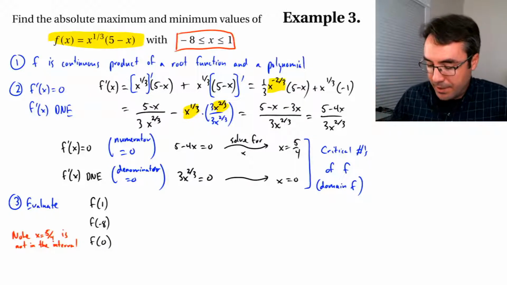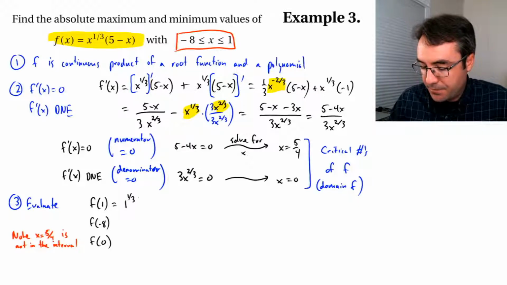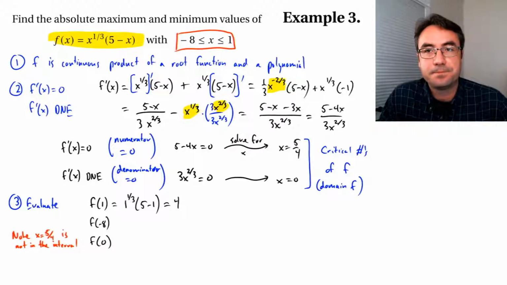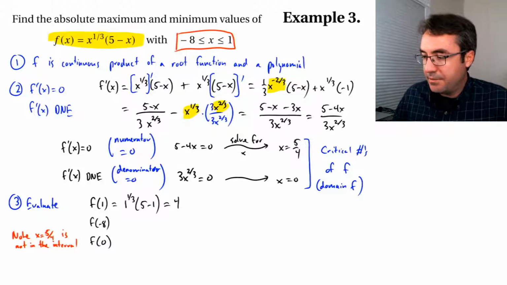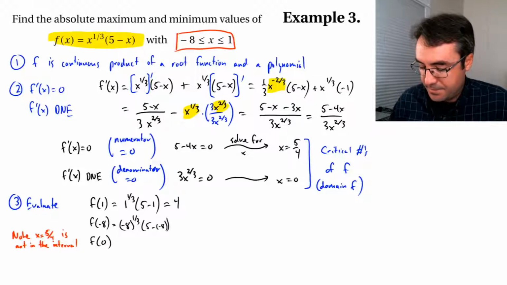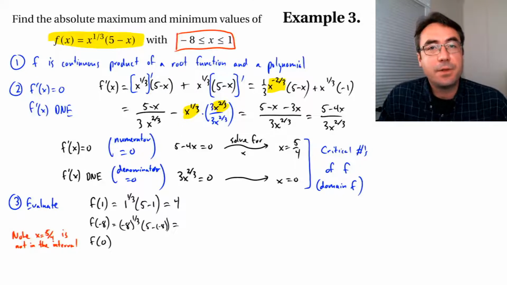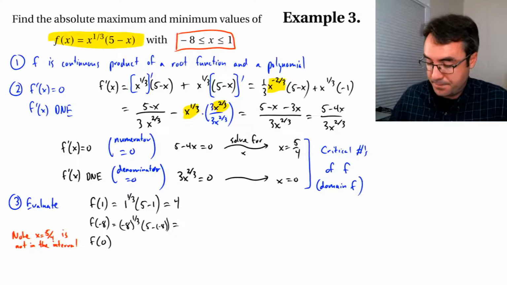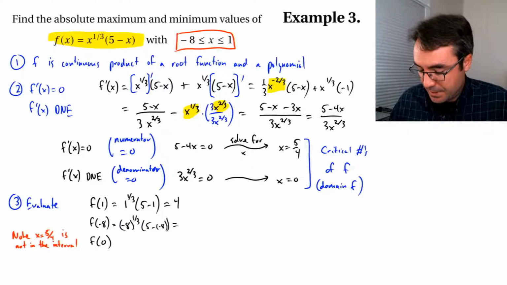All right, so let's plug 1 in. We plug it into the original function. And in this case, we get 4. Let's plug -8 in. So we get -8 to the 1/3 power, 5 minus -8. And if we do that, -8 to the 1/3 power is -2. So if we do this, we get and 13, so -26.